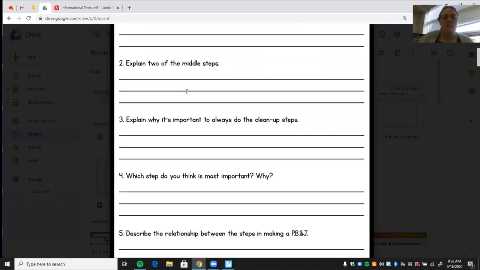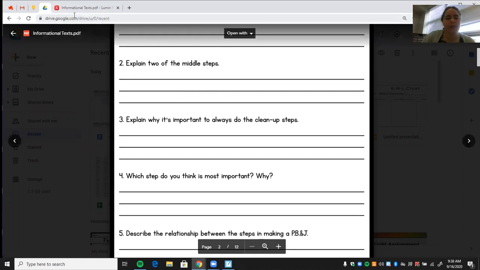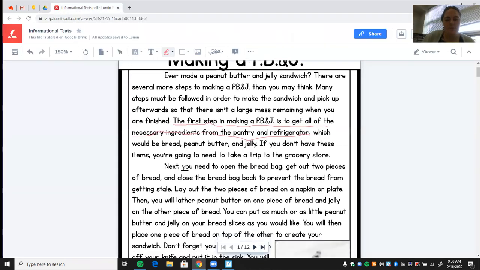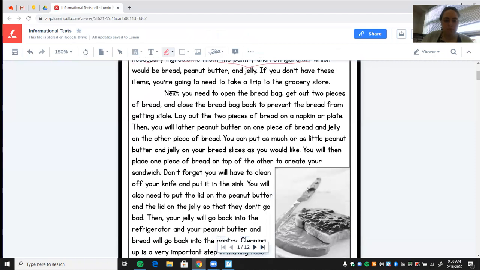All right, look at number 2. It says explain 2 of the middle steps. So let's go back over here and look at our middle step. Next, you need to open the bread bag, get out 2 pieces of bread, and close the bread bag to prevent the bread from getting stale. I'm very sorry about my highlighting. It's very wonky. Lay out the 2 pieces of bread on a napkin or a plate. Okay, so there's one of our steps, right?